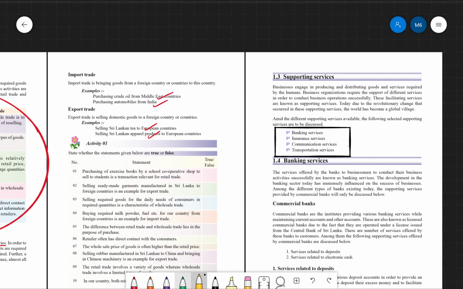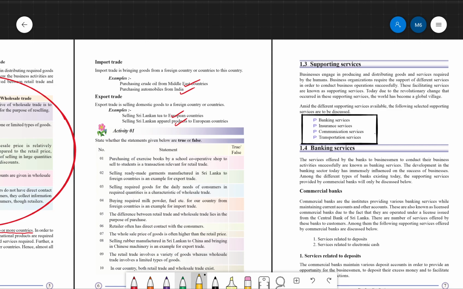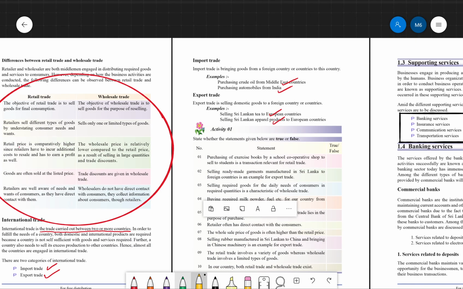Today our main focus was what trade is, the meaning of trade, and the meaning of supporting services, all about trade.